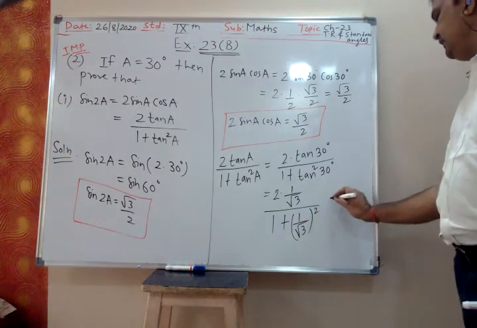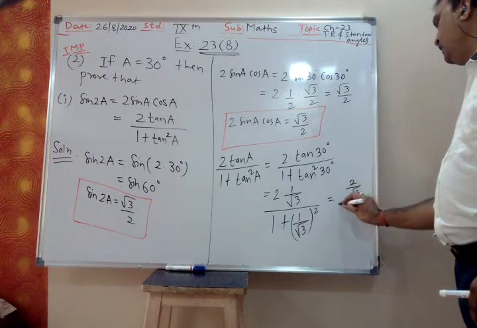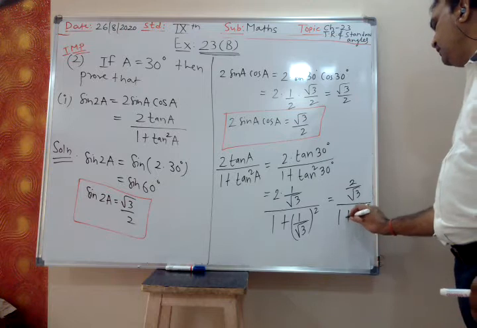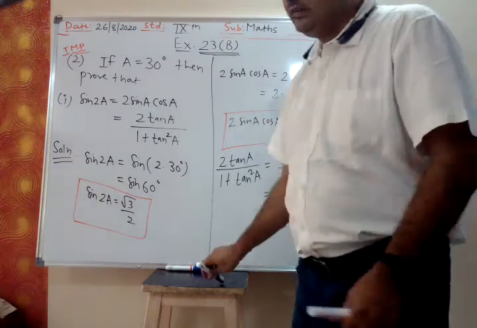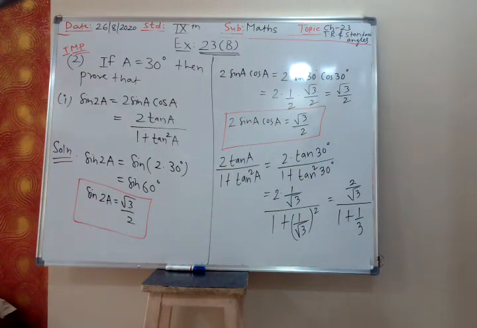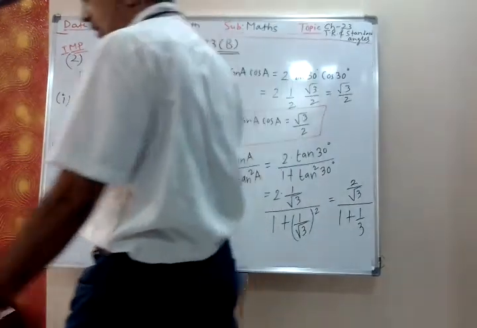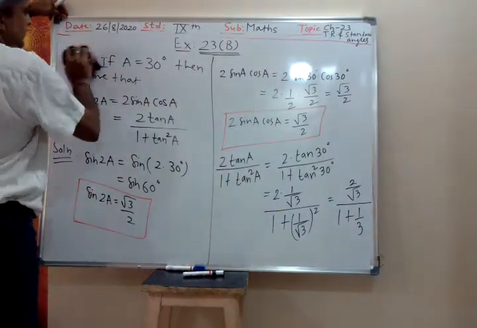So now we simplify this. So that will be 2 upon root 3 divided by 1 plus 1 upon 3. Simplify this. So that will be 2 upon root 3. Yes, simplify that.